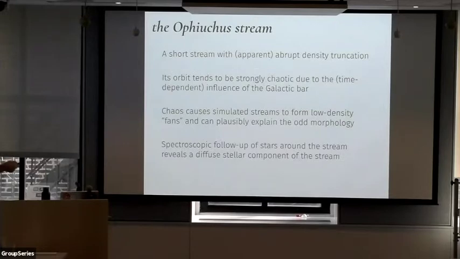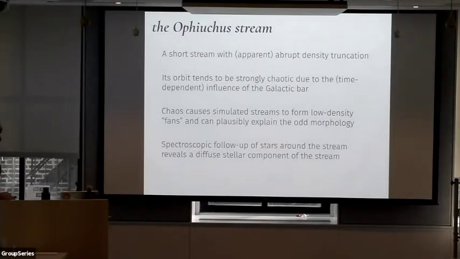So for Ophiuchus, this short stream has a very abrupt density truncation with possible low density material around it. Generically, even if you vary the bar parameters, the orbits in this inner region tend to be strongly chaotic. So we think chaos can have an important role on the morphology of streams that are towards the galactic center. And in this case, what chaos can do is cause these low density plumes or fans to persist around the stream. So we're doing more follow-up on that other side that Sigurd is interested in and will let you know what we find.